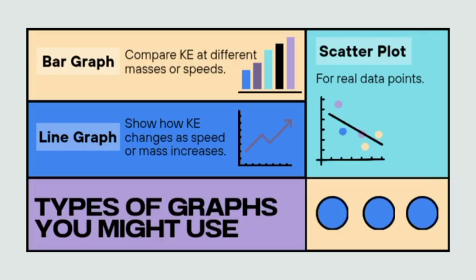Also, I have here types of graphs you might use. First, with a bar graph, you can compare kinetic energy at different masses or speeds. With a line graph, you show how kinetic energy changes as speed or mass increases. And with a scatter plot, you show real data points.